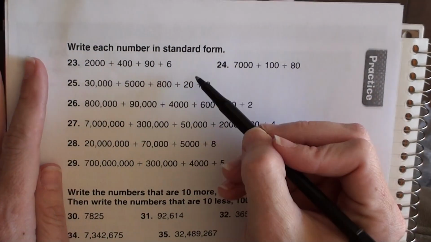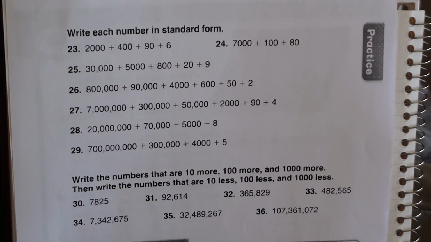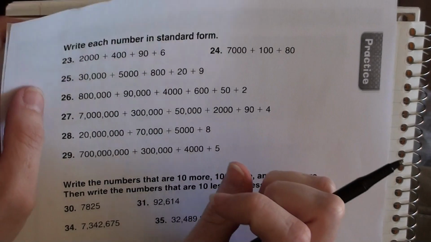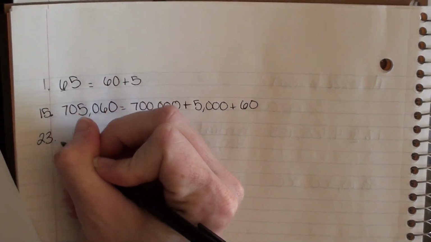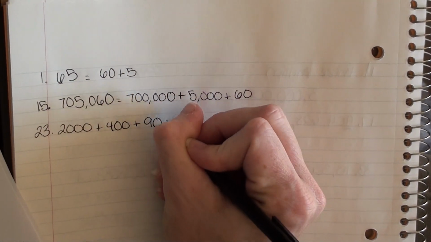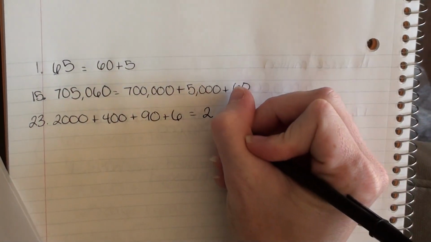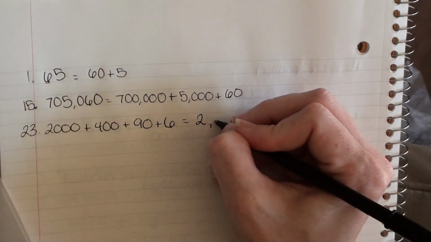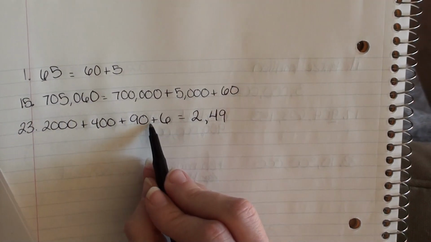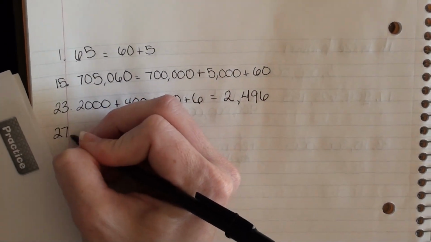Now, here, we're going backwards. We have a number that's already in expanded form, and we have to put it into standard form. A lot of this is just looking at the place value and putting that number in that place value. So let's look at number 23. We have 2,000 plus 400 plus 90 plus 6. Well, that is 2,000, so I know that I'm going to have a 2 in the thousands place. I have 400, so I'm going to have a 4 in the hundreds place. 90, so I'll have a 9 in the tens place, and then a 6. And that's my answer.